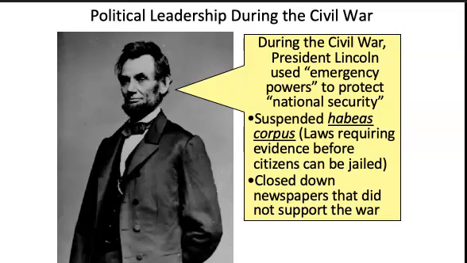Now, Lincoln, during the war, is going to use his emergency powers to protect national security. To do this, one of the things he does is suspend what's called habeas corpus. Habeas corpus are laws requiring evidence before a citizen can be jailed. He uses these laws to arrest and imprison without a trial, without a court date, without arranging bail, groups of people, many of them called Copperheads. These were Northerners who were against the war, people that wanted to just let the South go.